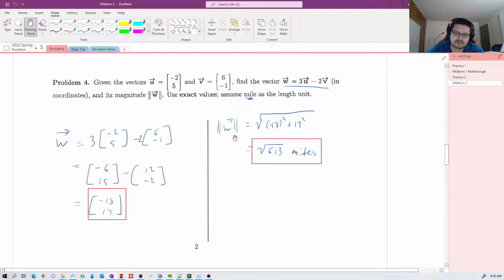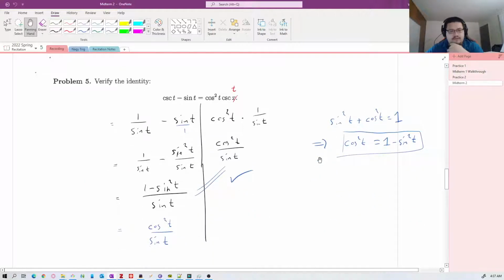Then to get the magnitude of this vector, this is the distance formula. So you take the square root of the components squared and then add it together. So we square the -18, we square the 17, we add the two resulting values, use a calculator for that, and then you take the square root. That gives you this. And then you should tack on miles since it says something about what the units should be. And of course, exact values, but this is a thing you would anticipate. Why would you round? This is a completely valid number.